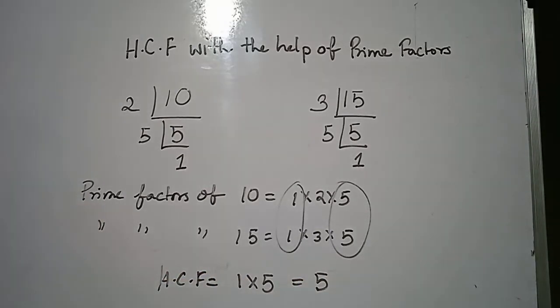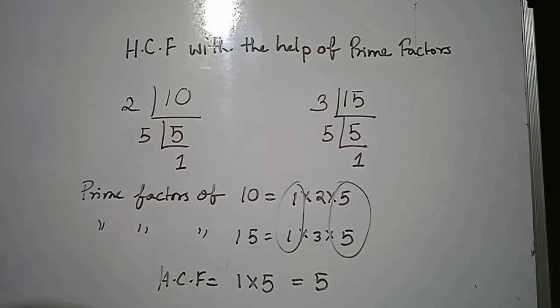Here we multiply those numbers. In the previous section, to find the HCF with the help of factors, we found the common factors and then the highest factor, and we did not do multiplication. In the case of prime factors, we will do multiplication to find the HCF.